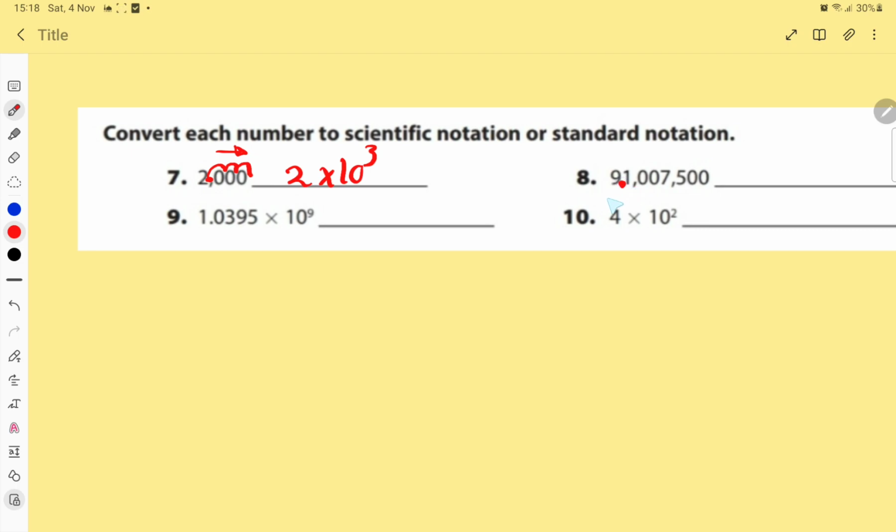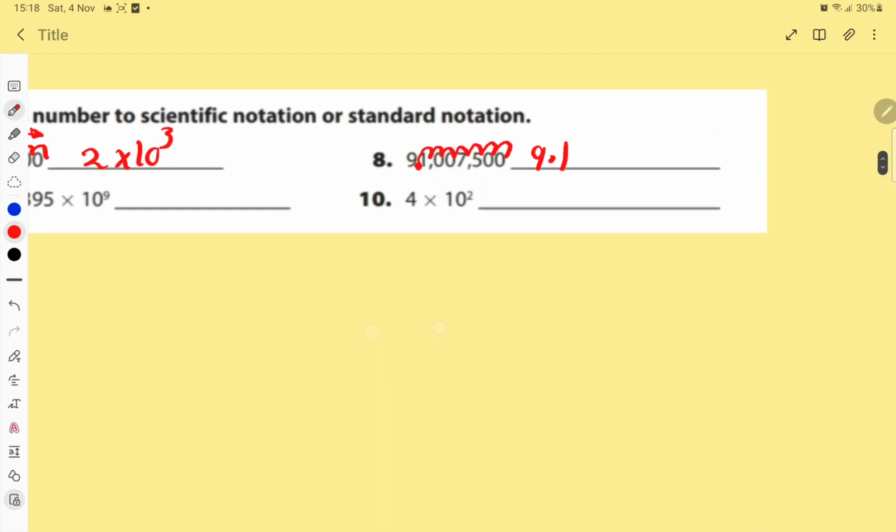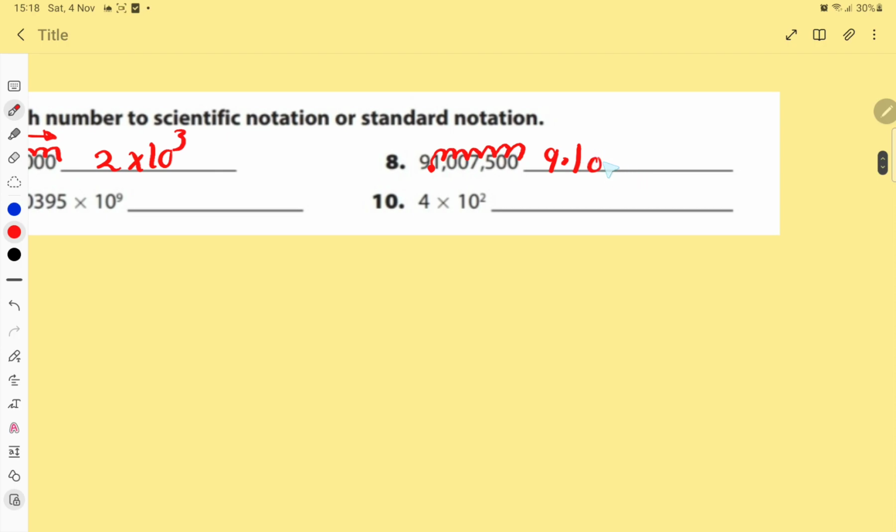Again, put the decimal point. Where should it be? A number greater than 1, less than 10. After the 9. So it's 9.1 and so on. Count: 1, 2, 3, 4, 5, 6, 7. So it is 9.10075 times 10 power. How many steps did we move to the right? 7. Right or left? Right. So it is positive 7.